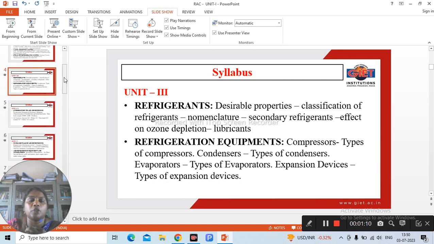Next is the third unit. We use different types of refrigerants in refrigeration and air conditioning systems. So the third unit is divided into two parts. One is the refrigerants, the second is the refrigeration equipment. We use different types of equipment like compressors, condensers, evaporators, and expansion valves. These are the equipment of the refrigeration system. These parts are discussed in the third unit.